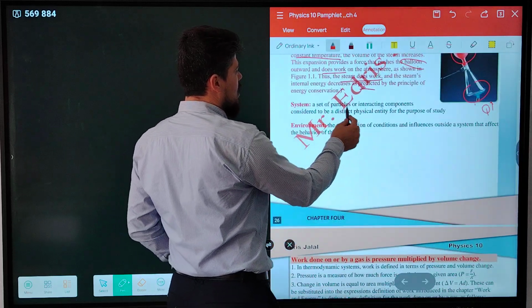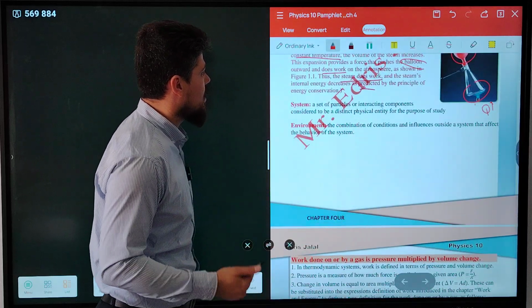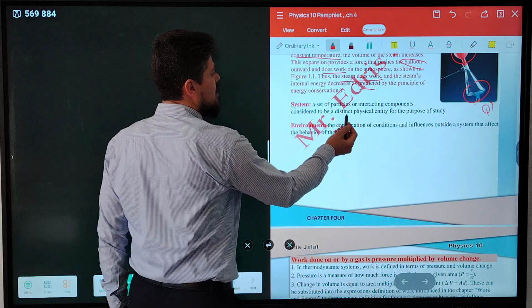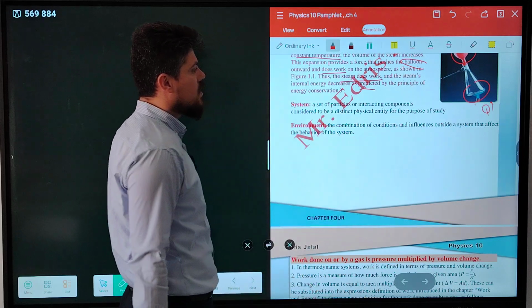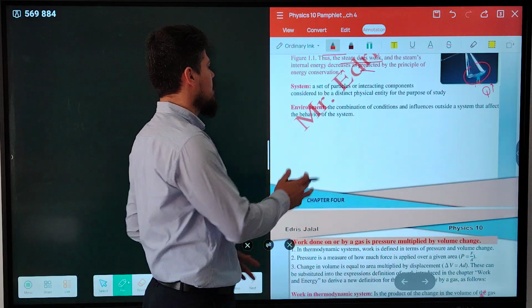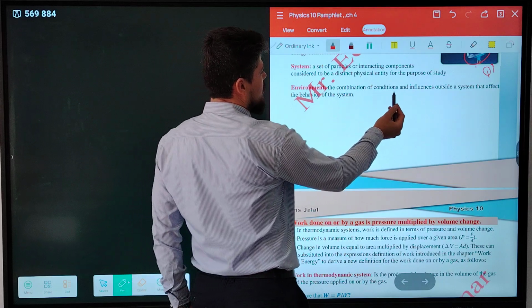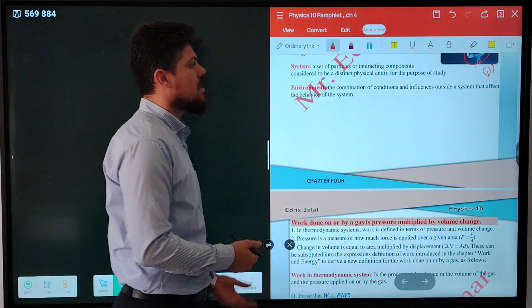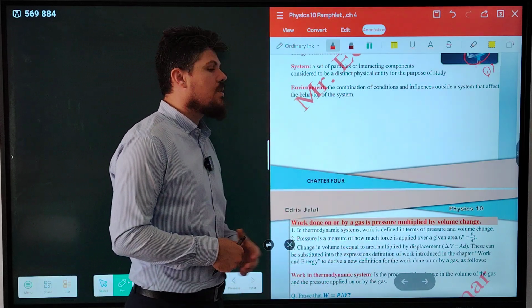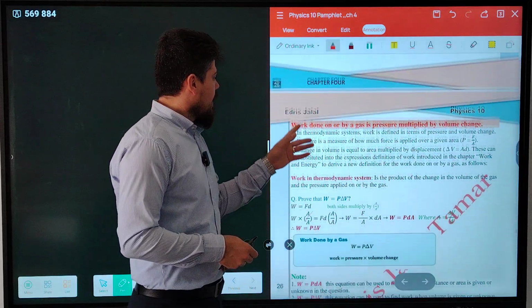System, what is system? A set of particles or interacting components considered to be a distinct physical entity for the purpose of the study. So this is system. An environment: the combination of the conditions and influences outside the system that affect the behavior of the system.